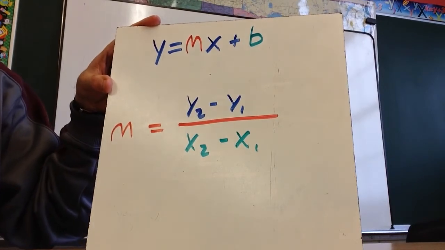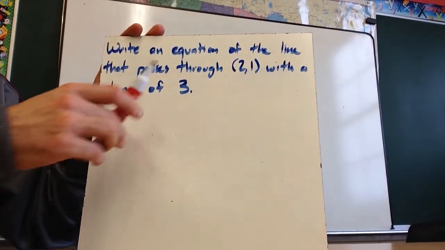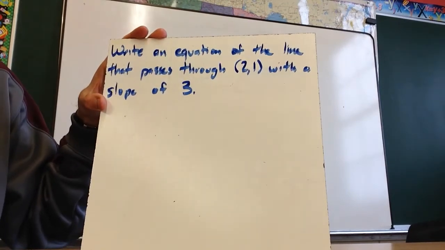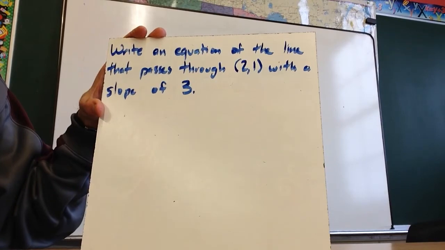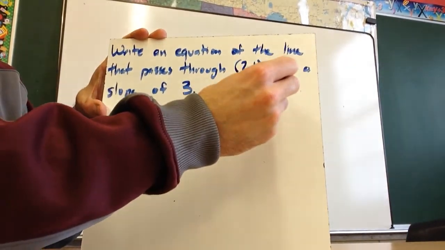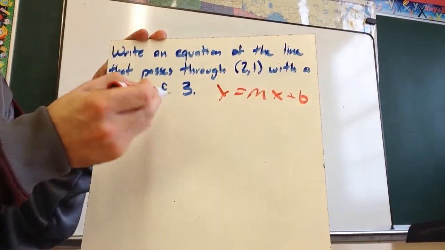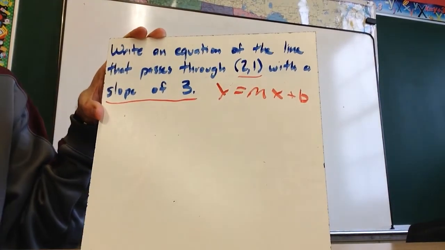First thing we're going to do is write an equation of a line that passes through point (2, 1) with a slope of 3. For this, we're going to use the equation that we know, y equals mx plus b. Keep in mind that we are given m, that's here, and we are given x and y, which are here. So what we have to find is b.